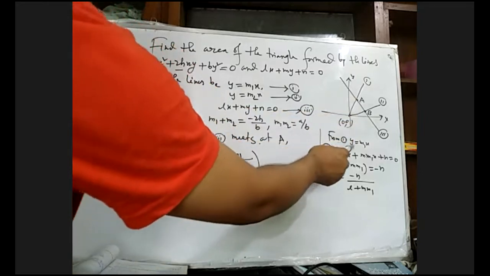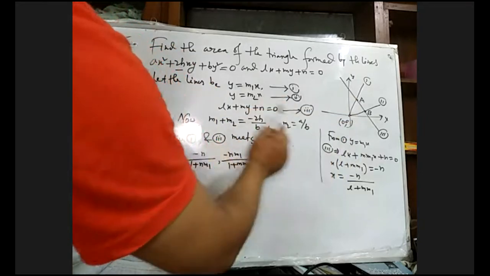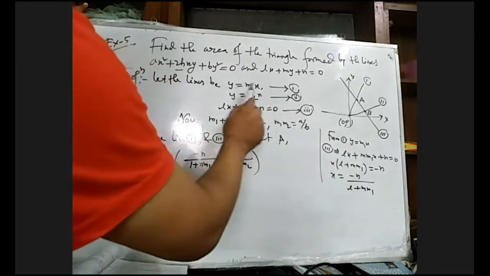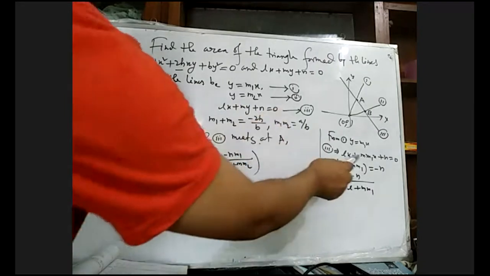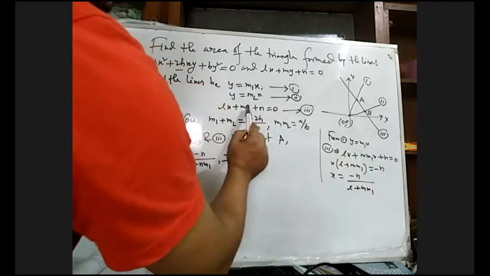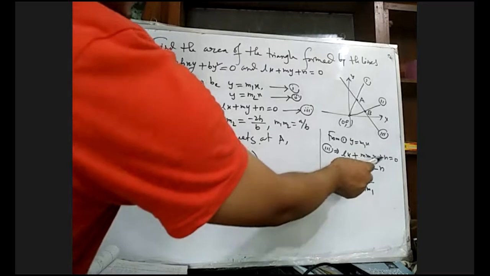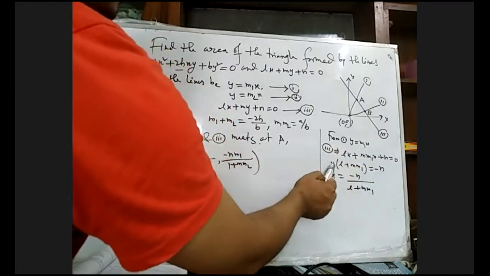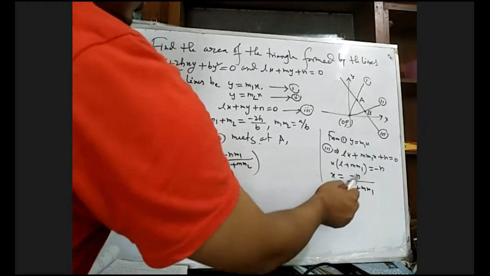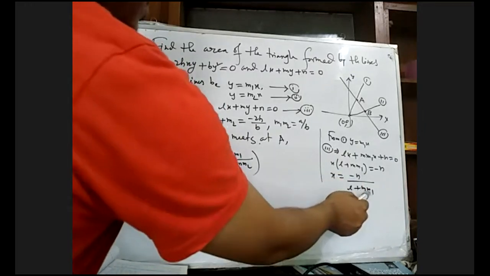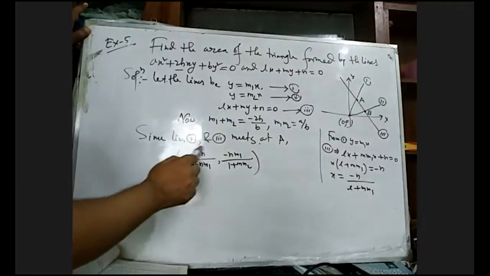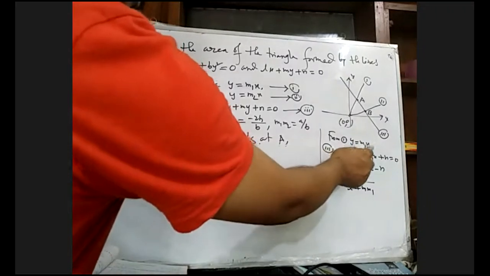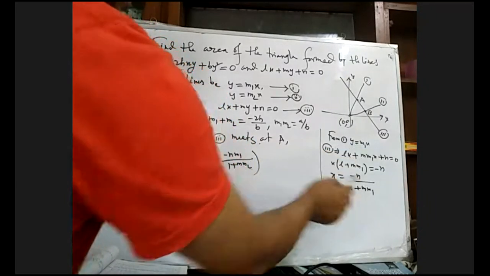So from equation 1, y equals m1x. And from the third line, lx plus my plus n equals 0. Now putting y equals m1x in place of y, we get x common, l plus m into m1. So x equals minus n divided by l plus m m1. This is the x coordinate, that means the abscissa. Then the y coordinate will be given by putting the value of x here, so minus n m1 divided by this will be the ordinate.